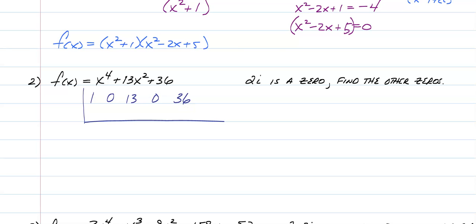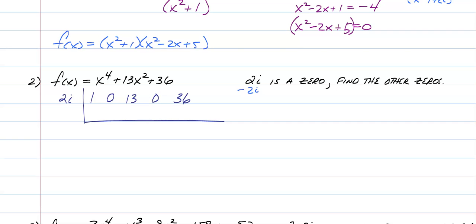Now, what you are dividing by is one of your zeros. So we were given that 2i is a 0. But there is a catch. Remember, they come in pairs, so negative 2i is also a 0. Okay? Now, here's where the fun part happens.